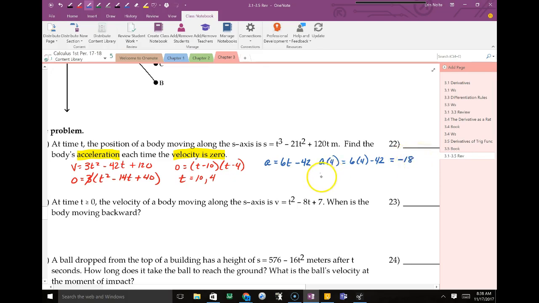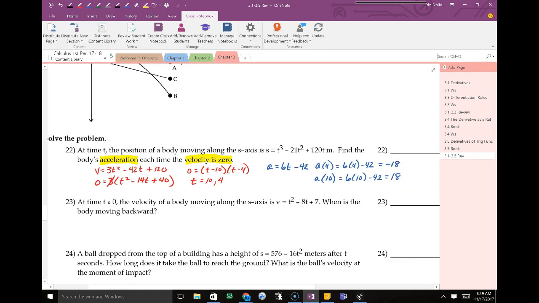Oh, so that's what I did on that last one. So then if I plug 10 in, so 6 times 10 minus 42. So what'd you say? 18, positive 18. Okay, so we want to label this acceleration. How do we label acceleration? Meters per second squared.